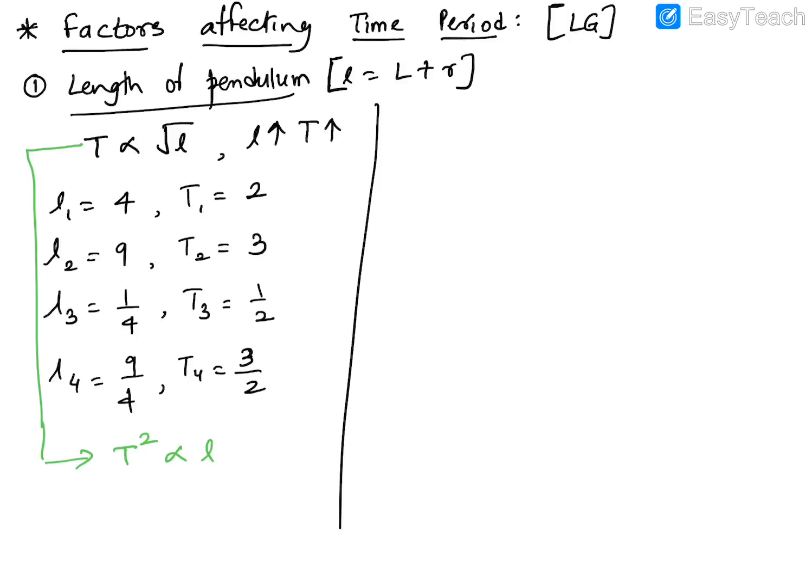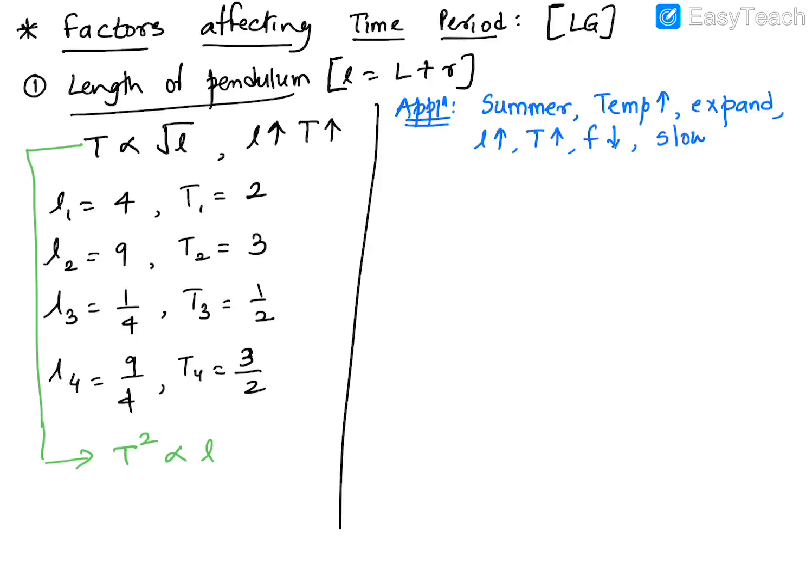The first application is, they can ask you why pendulum clocks go slow in summer. In the summer season, the temperature will increase. When the temperature increases, the pendulums, which are made of metal, will expand. We are talking about the pendulum clock, so the metal pendulum will expand. If it expands, it means the length of the pendulum is increasing. So its time period is increasing, so its frequency is decreasing, and hence the clock is going slow.